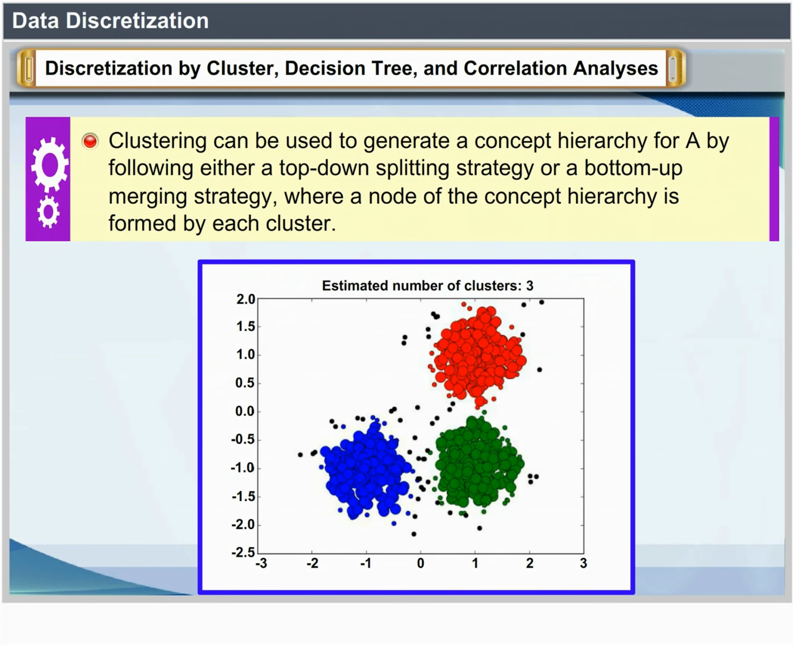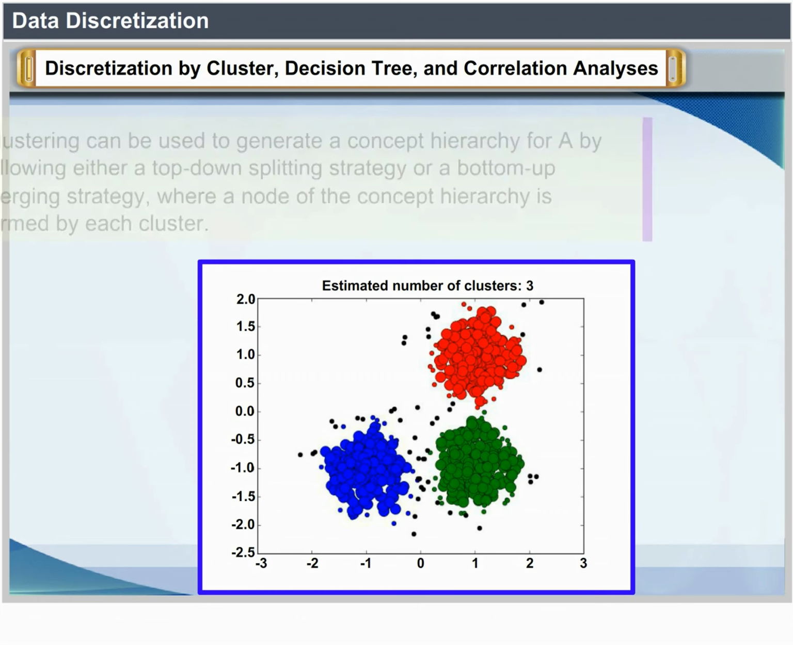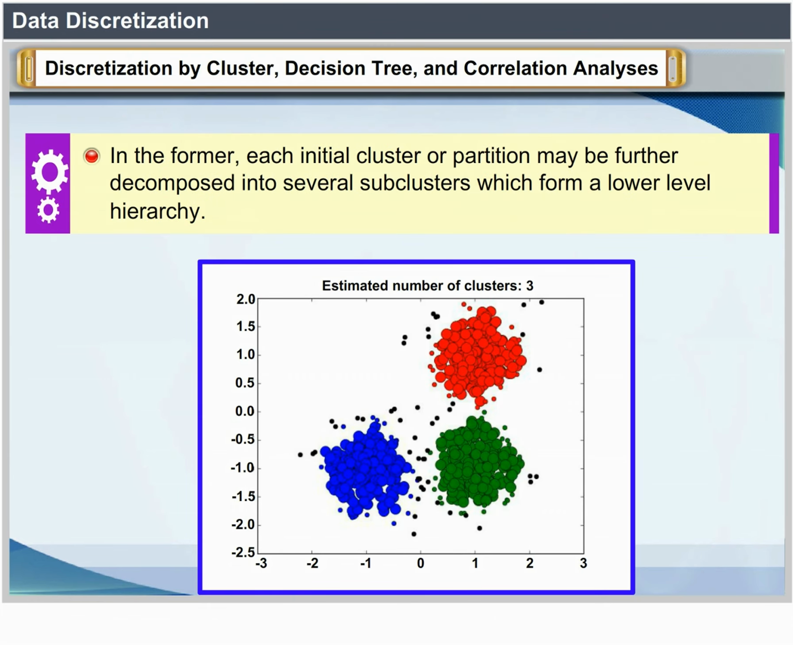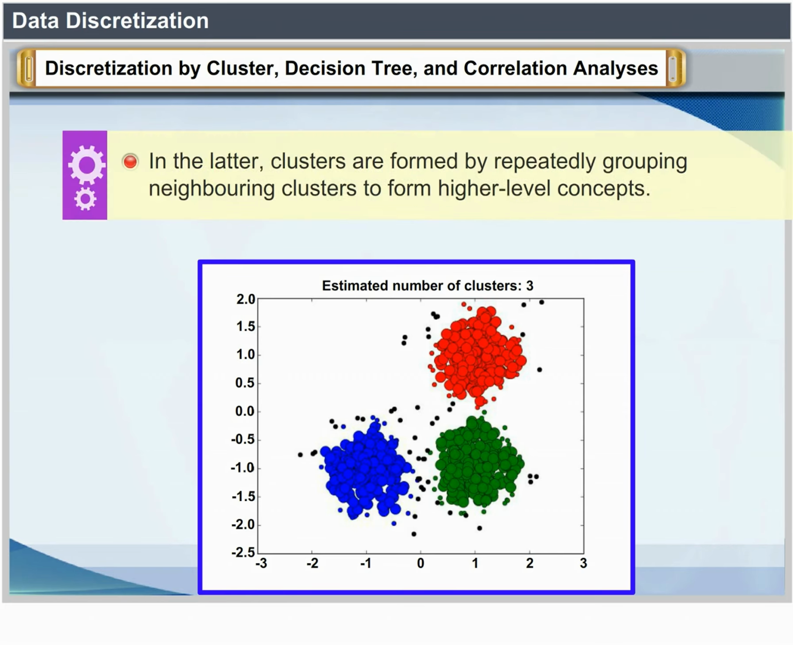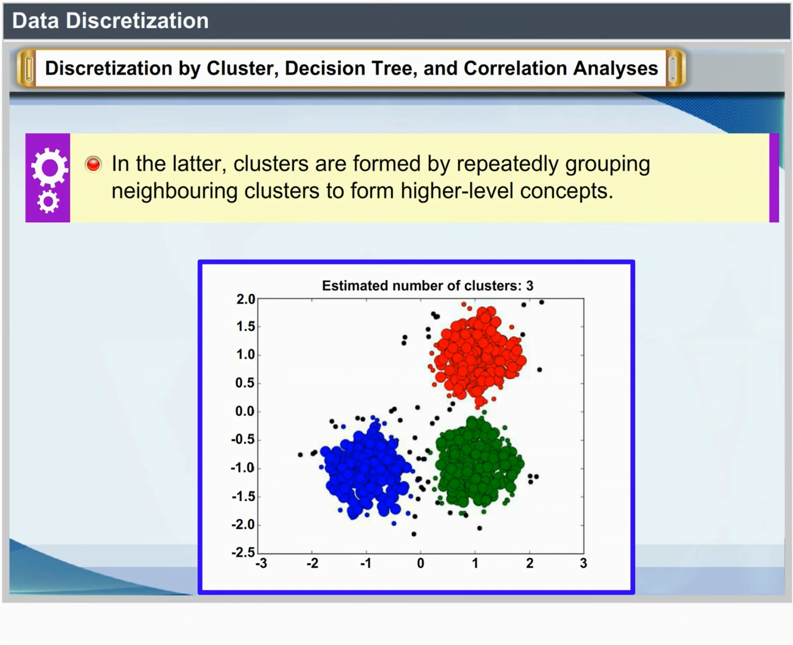Clustering can be used to generate a concept hierarchy for A by following either a top-down splitting strategy or a bottom-up merging strategy, where each cluster forms a node of the concept hierarchy. In the former, each initial cluster or partition may be further decomposed into several subclusters, forming a lower level of the hierarchy. In the latter, clusters are formed by repeatedly grouping neighboring clusters in order to form higher-level concepts.